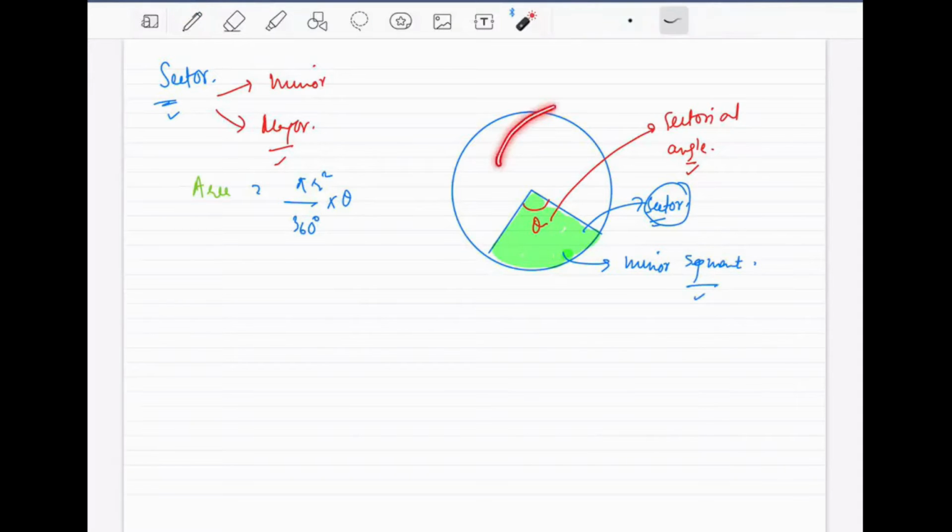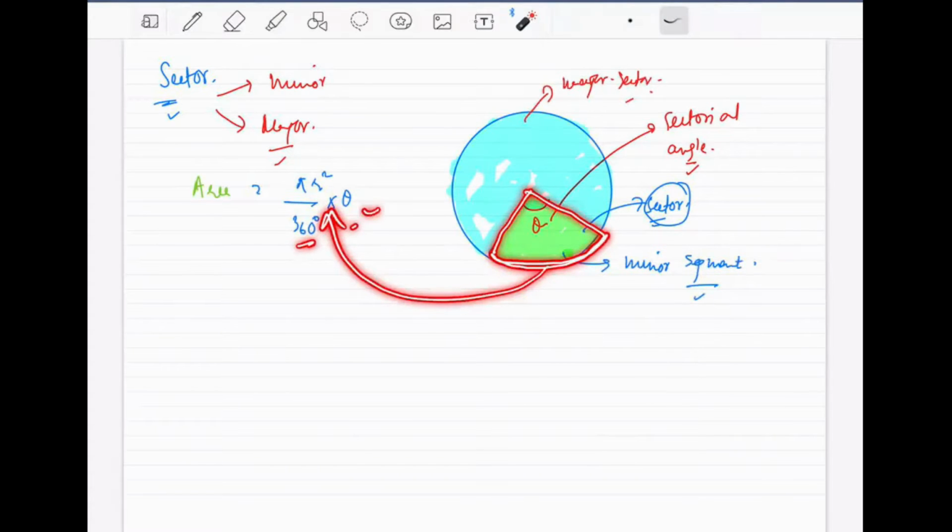And the remaining portion right here, let me shade it with a different color, make it blue. This remaining portion is the major sector, because if one angle is less than 180 degrees, the other angle should be greater than 180 degrees. So the blue part is the major sector. For the minor part, the area was pi r square theta by 360.